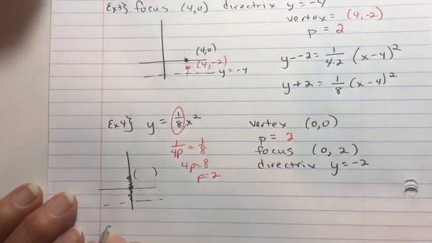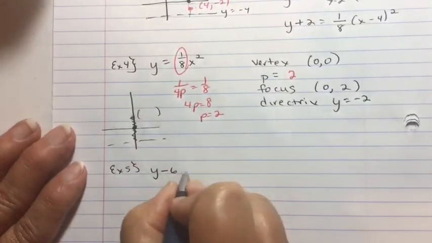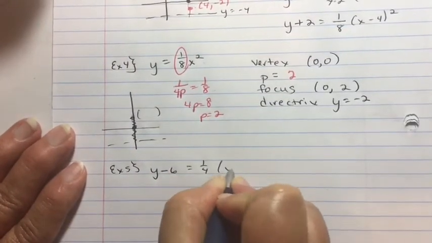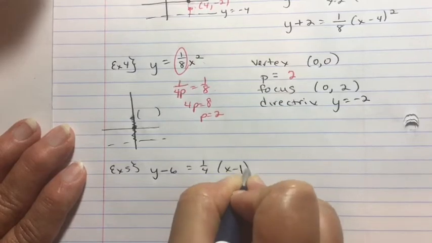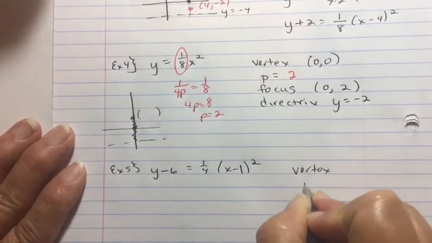All right, try example 5. See if you can do the same thing on this one. y minus 6 equals 1/4 (x minus 1) squared. Find all 4 of those pieces. Pause the video while you do that.